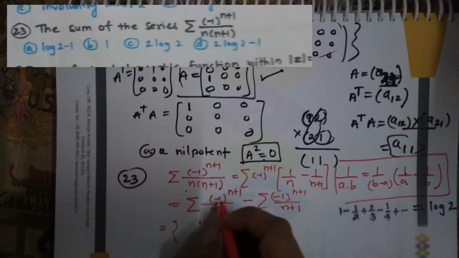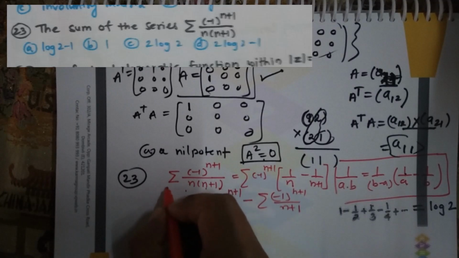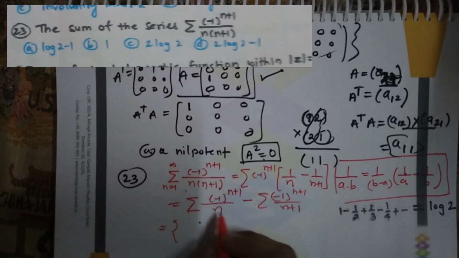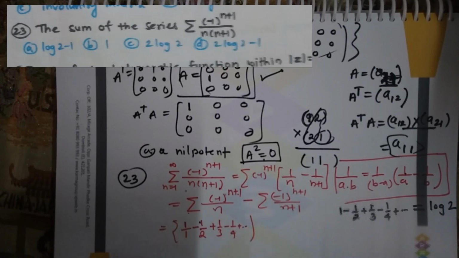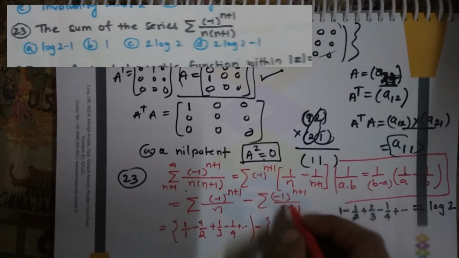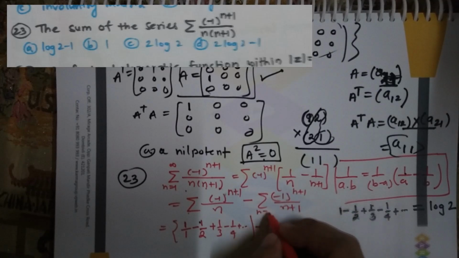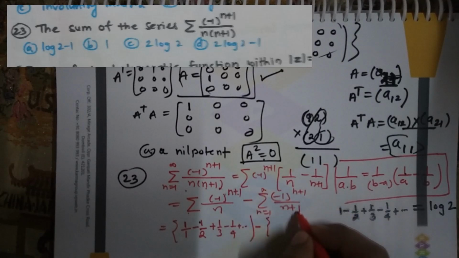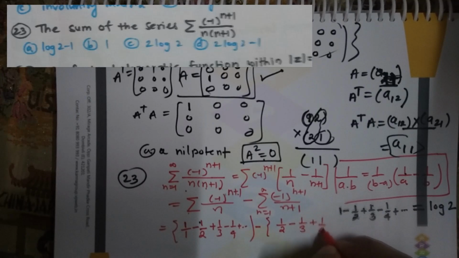Let's try to substitute the value n equals 1. This series starts from n equals 1 and ends at infinity. So if I substitute n equals 1, I'm going to get 1 upon 1. What will be the next term? Negative 1 by 2, then 1 by 3, and this will keep going like this. Now minus. What will be the first term of this series if I substitute n equals 1? 1 by 2, the next term will be negative, and this will keep going like this.